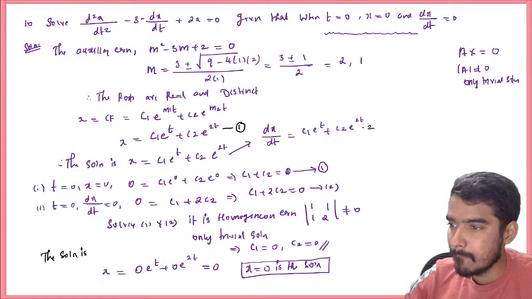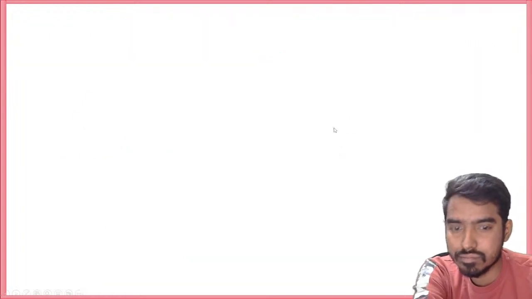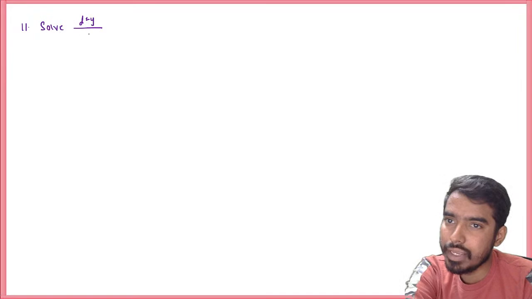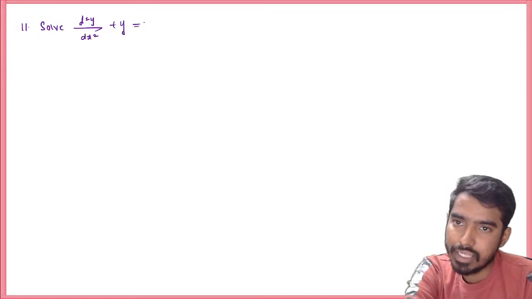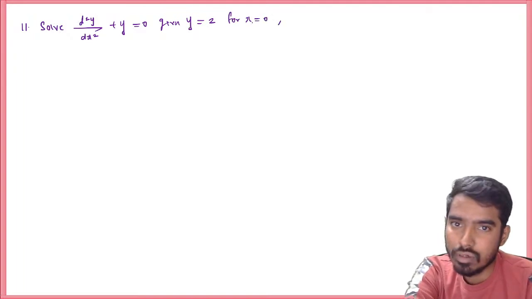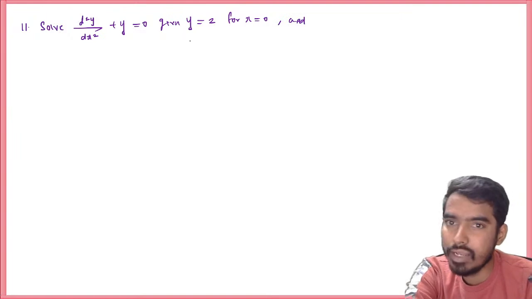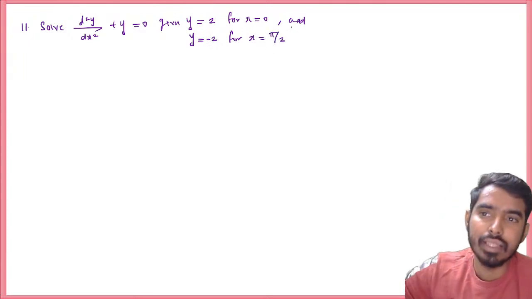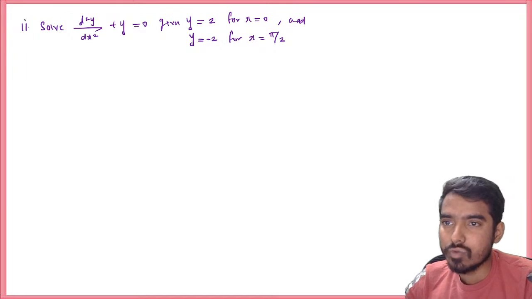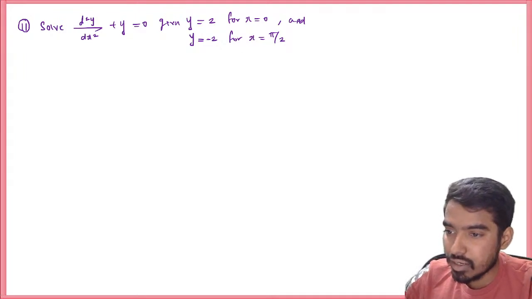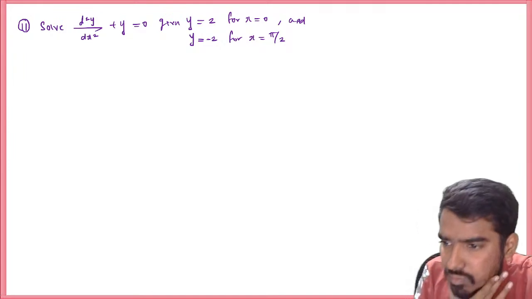Solve the seventh problem, right? Solve d square y by dx square plus y is equal to 0, given that the y value is 2 for x is equal to 0 and the y value is minus 2 for x is equal to pi by 2. This is what they have given, right? When you solve this equation, why have they given this data? Just to find the arbitrary constants. Please repeat the procedure.